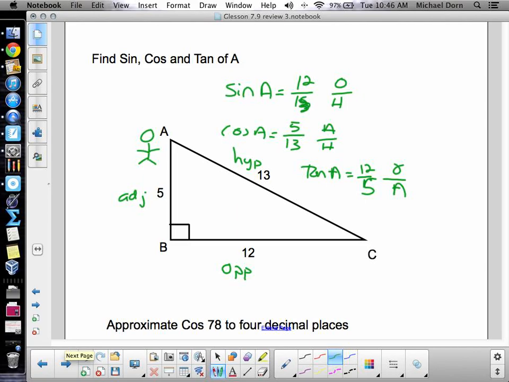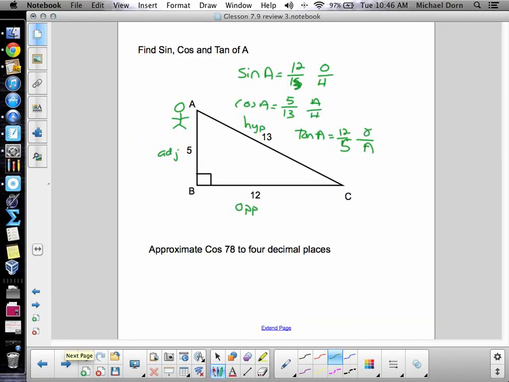Approximate cosine 78 to 4 decimal places. How would you handle a problem like that? What would you do? Yeah, just go in your calculator and go cosine 78 equals. What are you at? 4 decimal places. 0.2079. Not 80? Wouldn't round up? Nope. 2791 is the next digit, so we stay down. Okay.